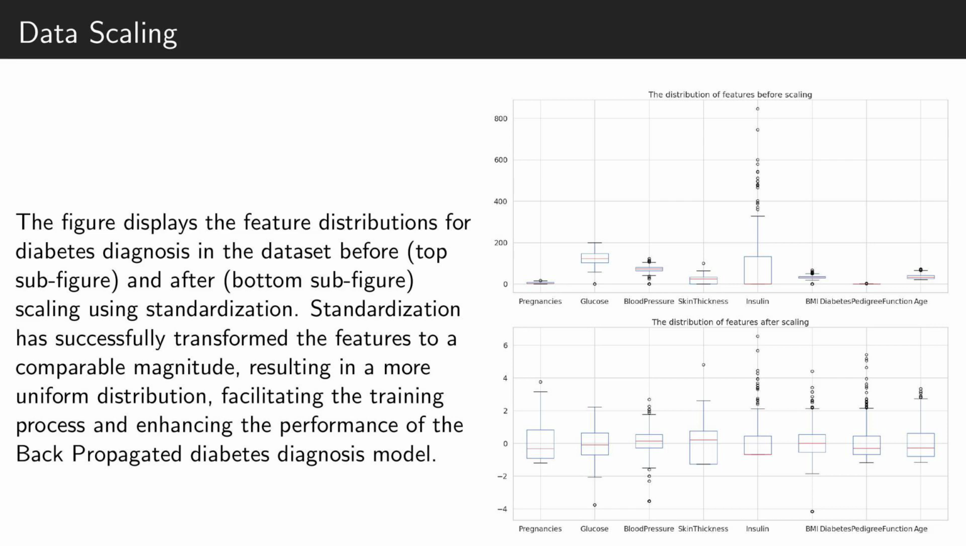The figure displays the feature distributions for diabetes diagnosis in the dataset before and after scaling using standardization. Standardization has successfully transformed the features to a comparable magnitude, resulting in a more uniform distribution, facilitating the training process and enhancing the performance of the back-propagated diabetes diagnosis model.